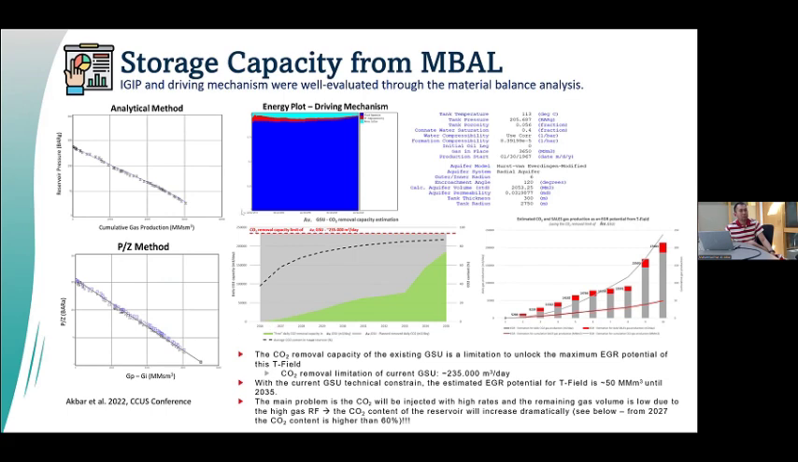Some of the limitations of GSO at the surface are because the CO2 is increasing over time, meaning that the CO2 content is increasing, we need a specific gas sweetening unit at the surface in order to remove the CO2. And the other thing is that we can have a specific enhanced gas recovery from this study. And this CO2 can also be stored in quite a significant amount.